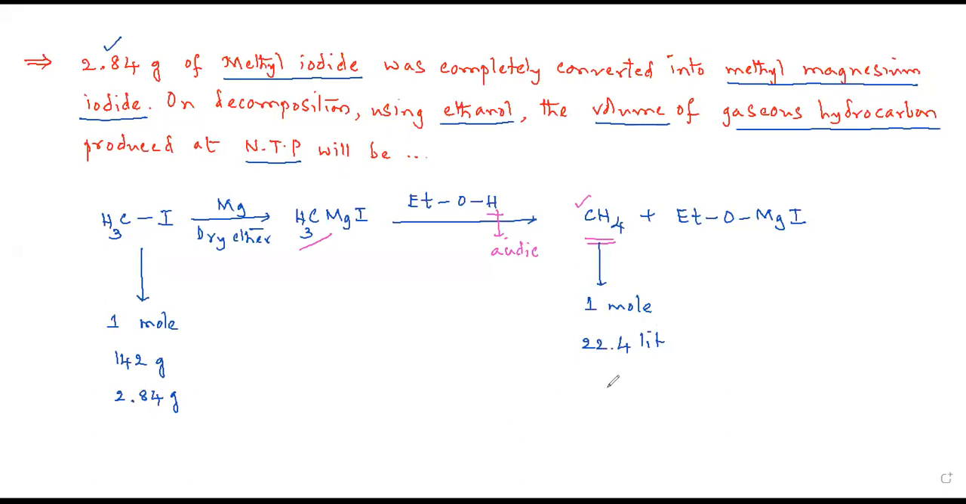So 2.84 grams liberates how much? Very simple. Doubled divided by 100. Double it, 44.8. Divided by 100 will give you 0.448. That's it. Different variety.